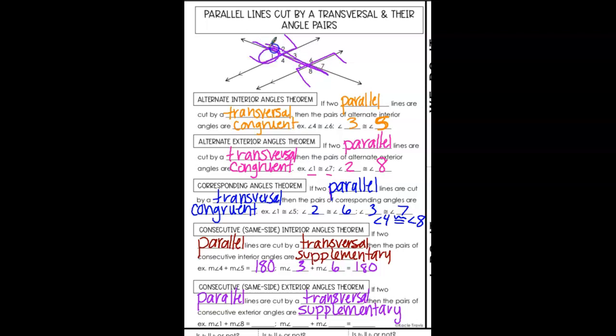So we have angle 1 and angle 8. They're supplementary, so they equal 180. Then we also have, it's kind of getting hard to read, sorry about that, angle 2 and angle 7, and they're supplementary, which means that they're going to add up to be 180.